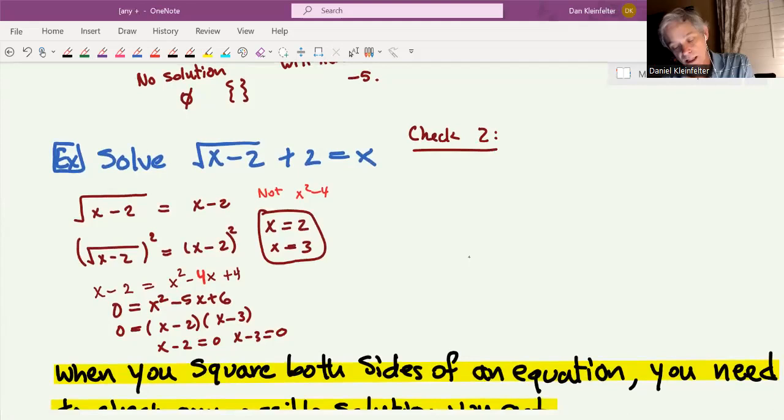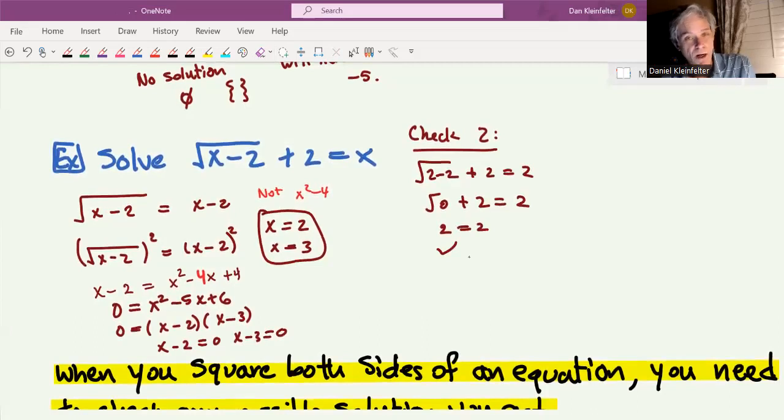Okay, we're going to put 2 into this equation. We'll have the square root of 2 minus 2, plus 2, equaling 2. Square root of 2 minus 2 is the square root of 0. The square root of 0 is 0, so we'll have 2 equals 2. So that looks good. 2 works.